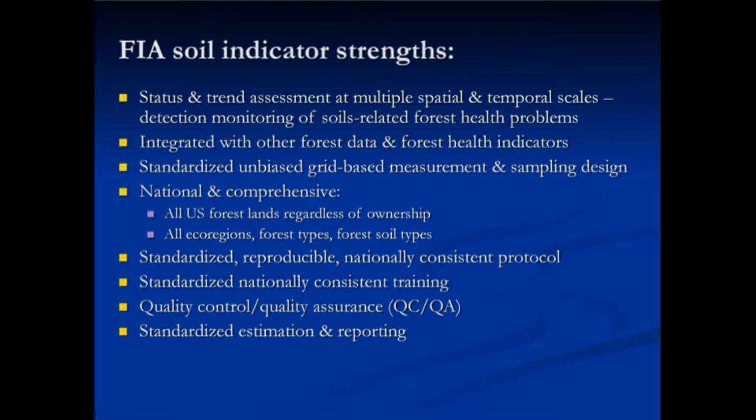Some of the attributes of the soil indicator within FIA, and this is shared with the other indicators, it's a status and trend assessment at multiple spatial and temporal scales. So it's a detection monitoring grid of soils-related forest health problems. It's integrated with other forest health indicator data. It's a standardized, unbiased, grid-based measurement and sampling design. That's an important point of this.